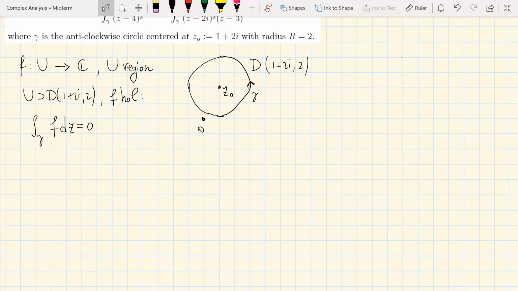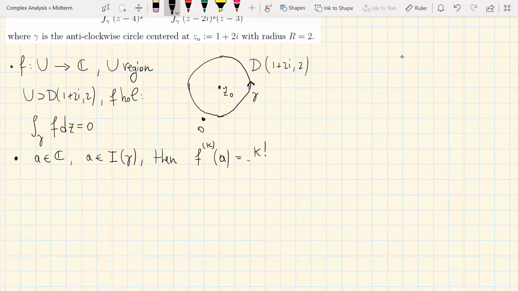So this is the first version of Cauchy's theorem. The second version, more general, tells us that if now, let's say, a is a complex number lying in the interior of the disk, the interior of gamma, then I can express the kth derivative of f at a as k factorial over 2 pi i times the integral over gamma of f(z) dz over (z minus a) to the k plus 1.